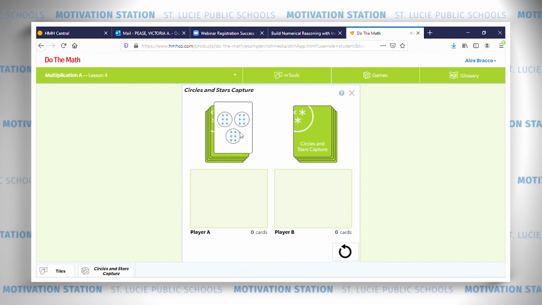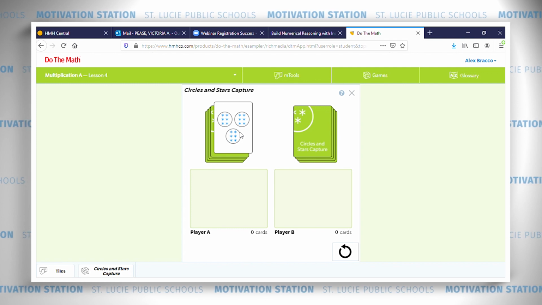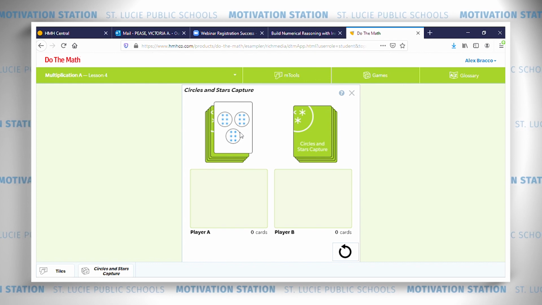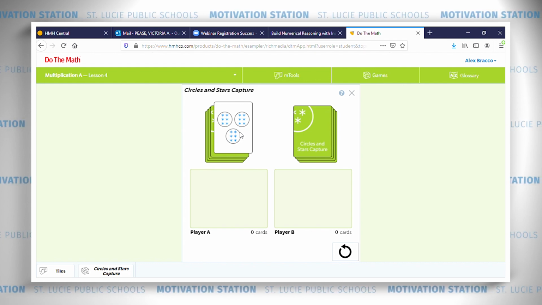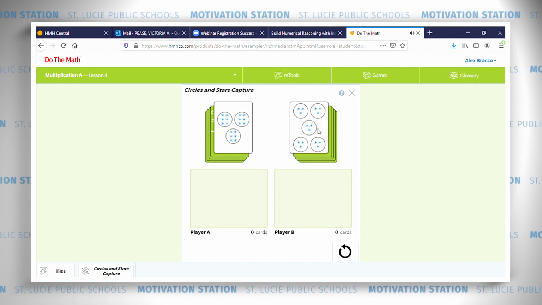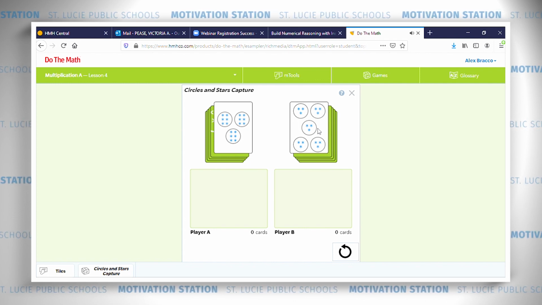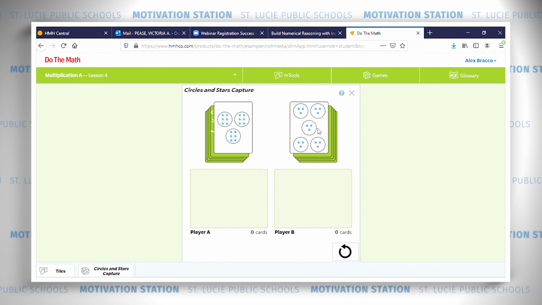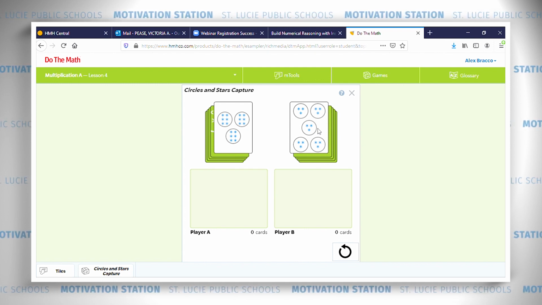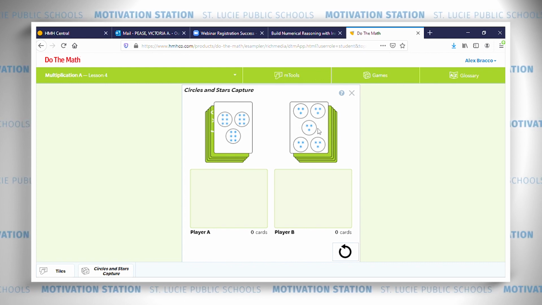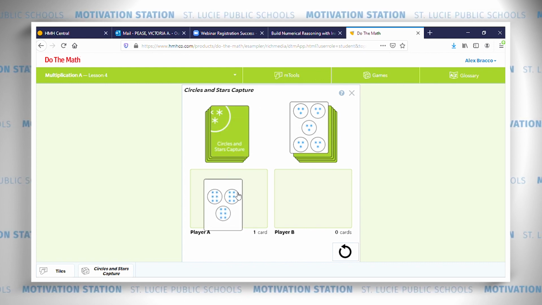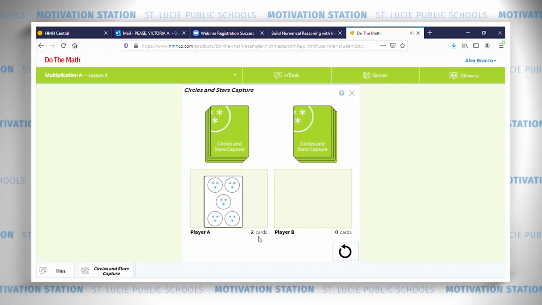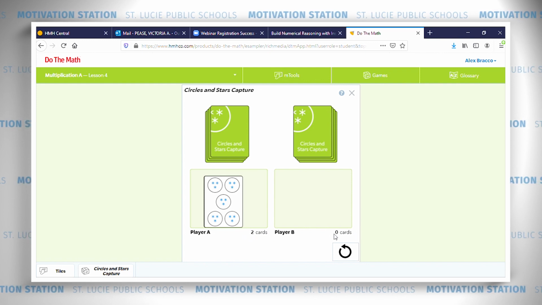And I have 3 circles with 6 stars. So on your recording sheet, you would write 3 times 6 equals 18 for player A. Player B has 5 circles with 3 stars each, so your equation for player B would be 5 times 3 equals 15. So player A has more stars, so we're going to move both of those cards into player A's pile. And you can see that player A has 2 cards and player B has 0 cards.